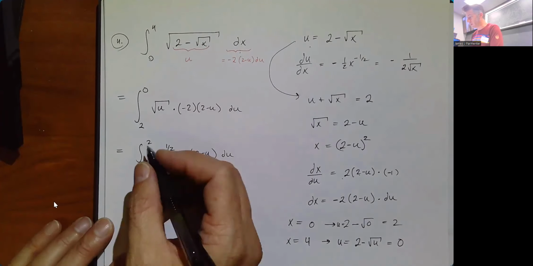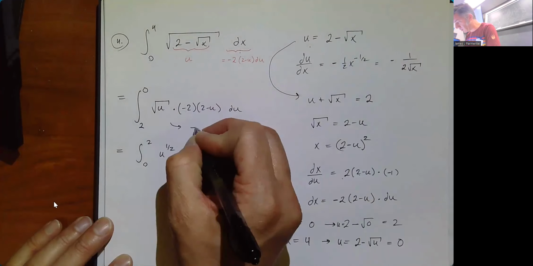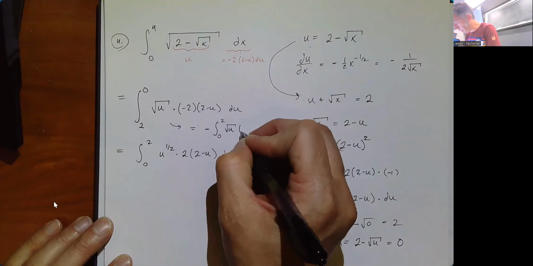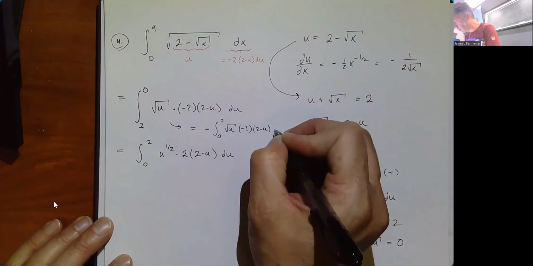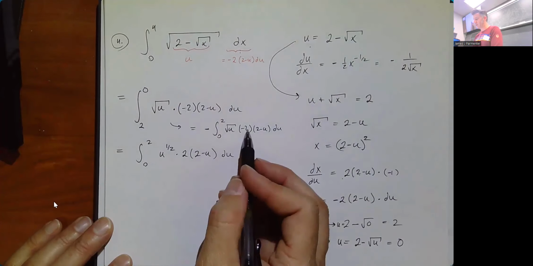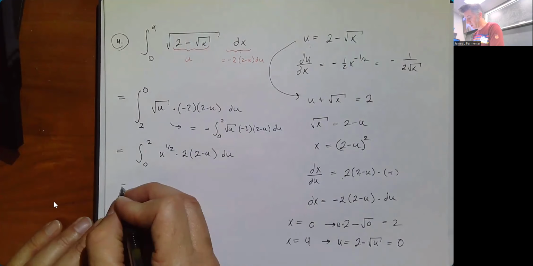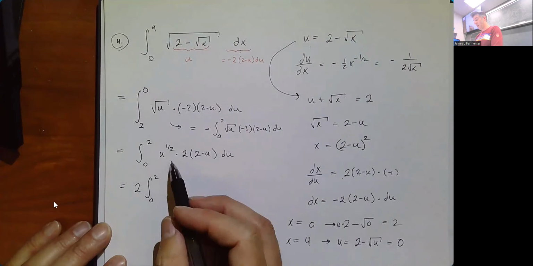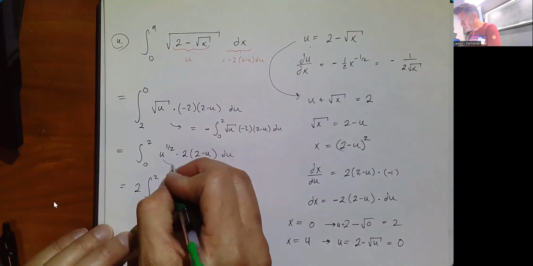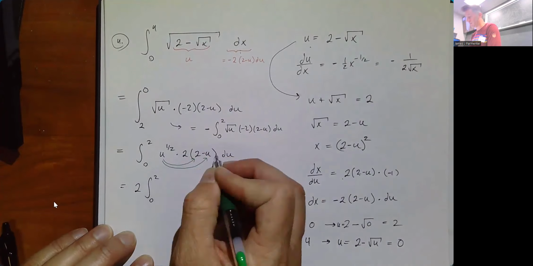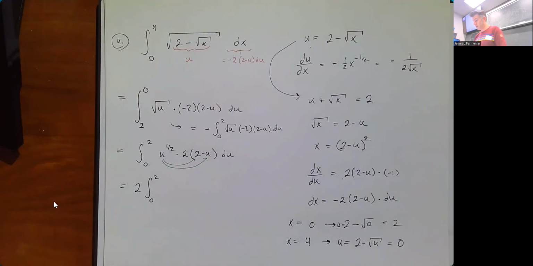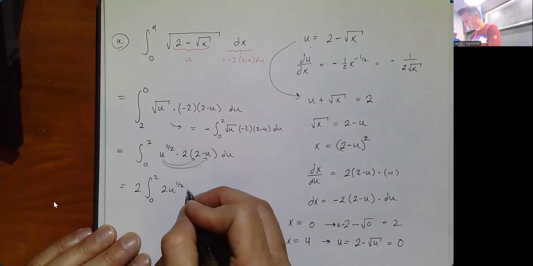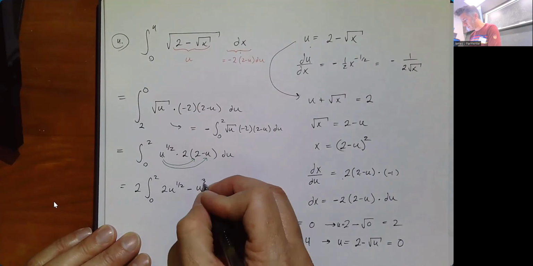If you prefer, you can take the intermediate step of saying that this is equal to the negative integral from 0 to 2 of the square root of u times -2 times 2 minus u du. And then saying, oh, -1 times -2, or really pulling out the -2 in front and saying you've got 2 times the integral from 0 to 2 of. Now let's distribute the u to the 1/2. Not because we want to, but because we have to. There's no other way to deal with this. So u to the 1/2 times 2 is 2u to the 1/2. u to the 1/2 times -u is minus u to the 3/2.